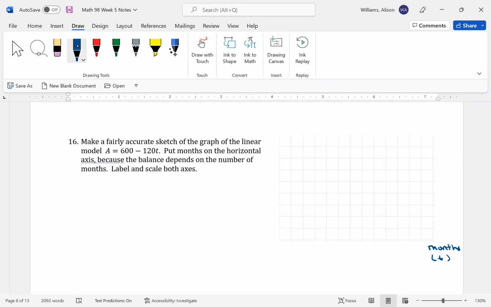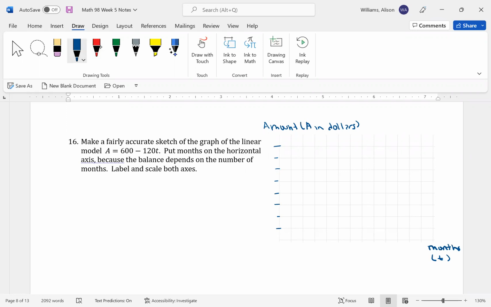The vertical axis is going to be A for the amount in the account. And that would be measured in dollars. All right. And since, let's see, we have 1, 2, 3, 4, 5, 6, 7, 8 tick marks that way. Taking the 600 and dividing it by 8, that gives me approximately 75. Perfect. So I'm going to go by 75 for each label here.